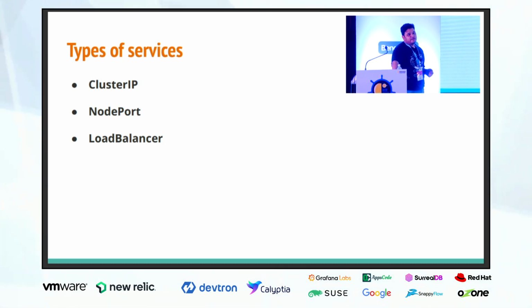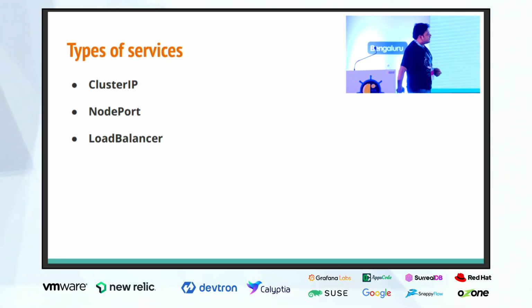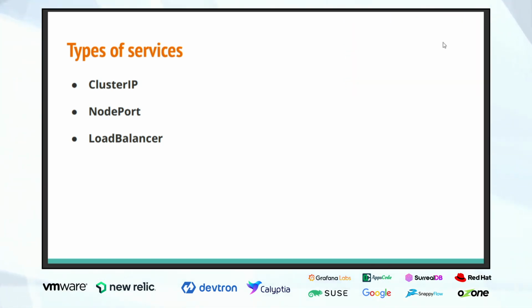And services can be of various types. By default, the service that we get is of type ClusterIP, but this service exposes the application only within the Kubernetes network. But our intention here is to expose it on the public internet, outside our private networks. So this doesn't fit the bill, right?